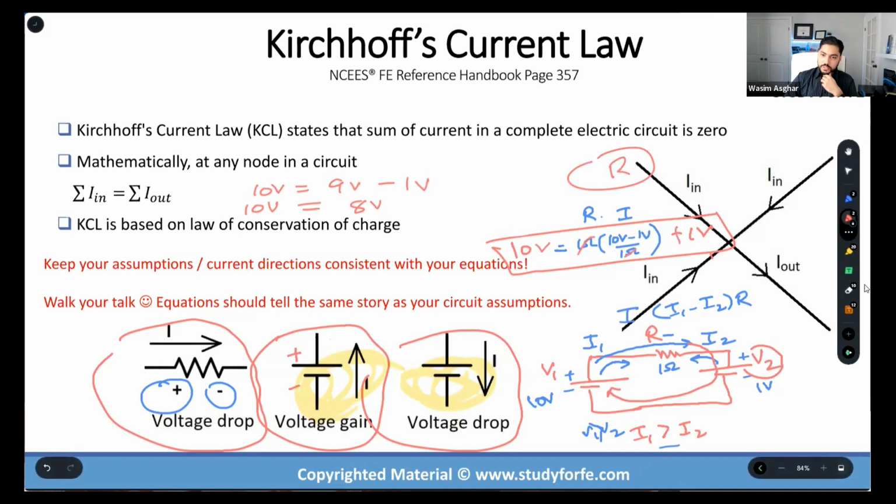Why, on the right-hand side? This should have been positive, right? Why should it have been positive? I told you that when I am collecting all the voltage gains on the left-hand side, I'm going to write them as is, positive. When I'm collecting all the voltage drops on the right-hand side, I'm going to collect them as positive. So this was a positive, this will be a positive. Now it makes sense when you compare it.